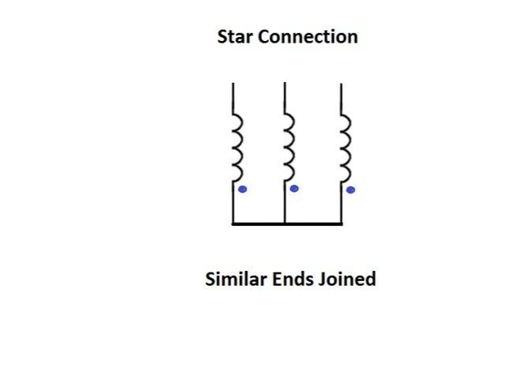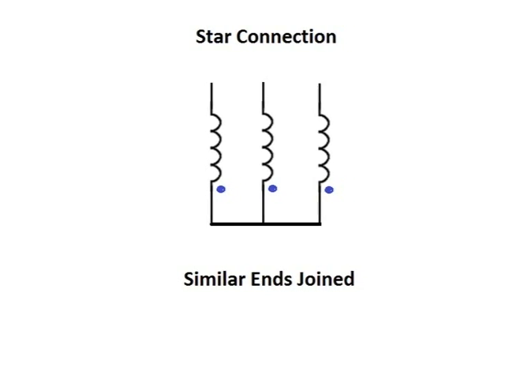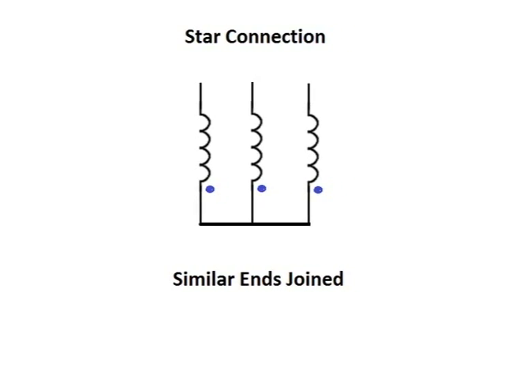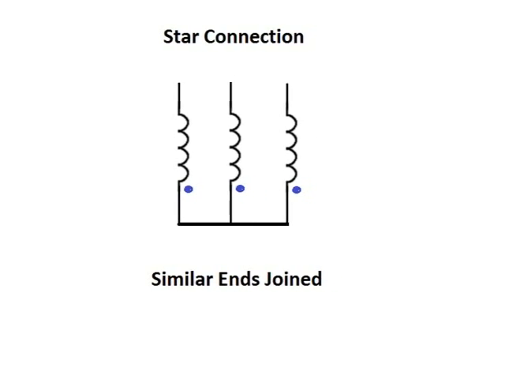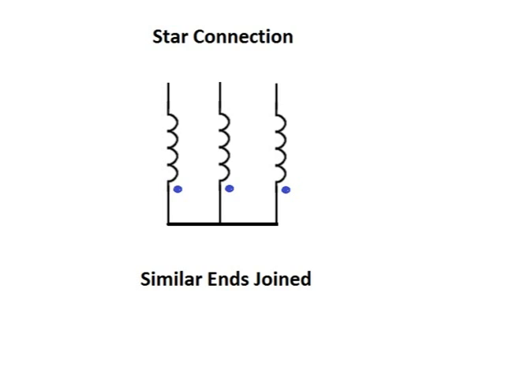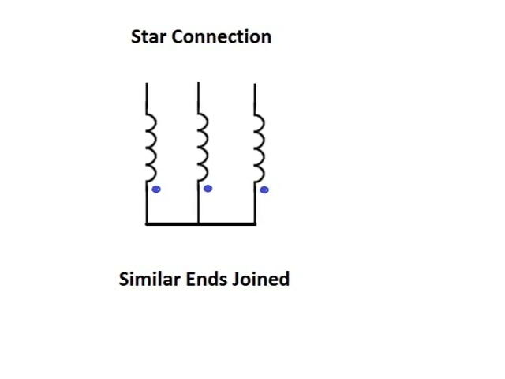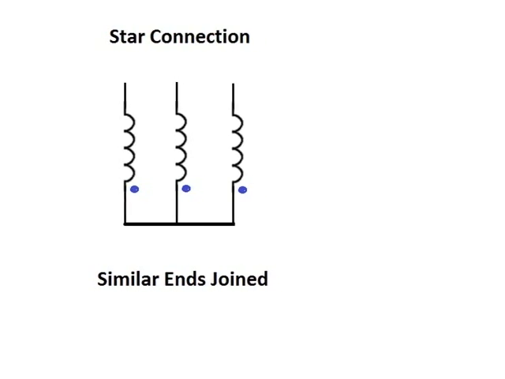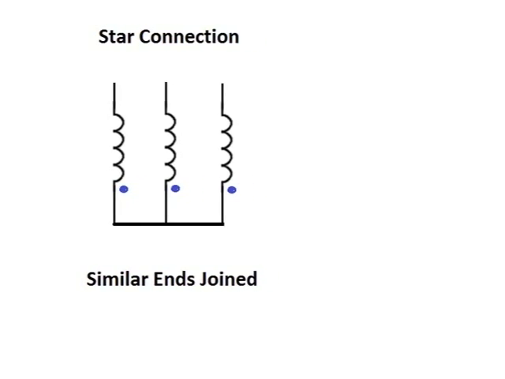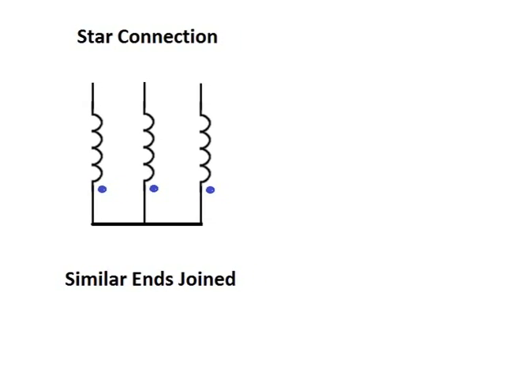When we use that in relation to the two basic connections, the first one here being the star connection, we use the dot notation to indicate that we have similar ends joined. Now there are various tests to determine the instantaneous polarity, so we can know for sure that when we're joining a star connection, we are joining similar ends, so that with the instantaneous polarity it provides us with a star connection.